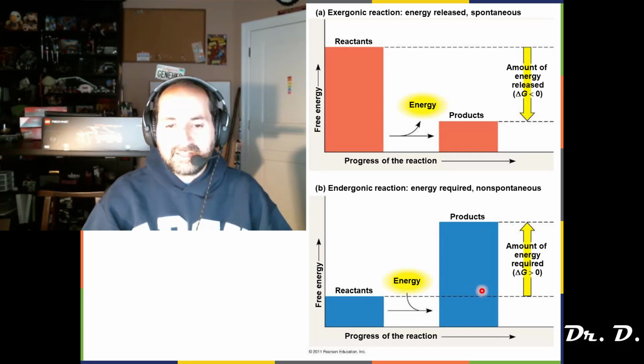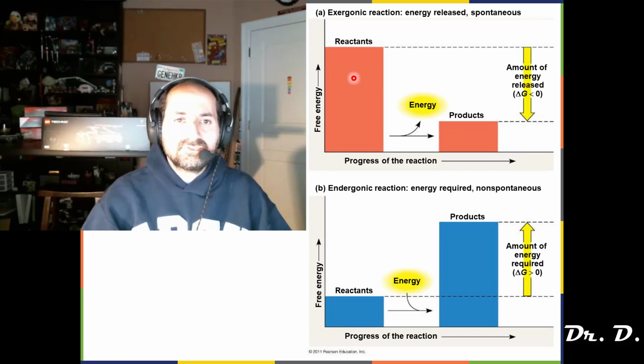So if you're a cell and you want to accomplish something that's endergonic, what does that mean? Let's say the cell wants to make a chemical that it needs, but that process of making that chemical from reactants to products is a positive delta G reaction. Well, how could you possibly do that if you're a cell? You require energy to do that.